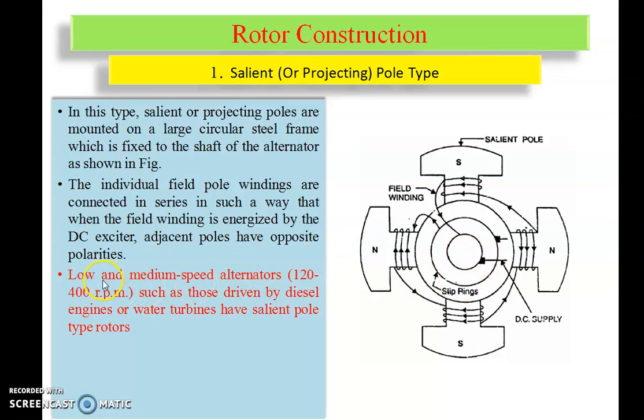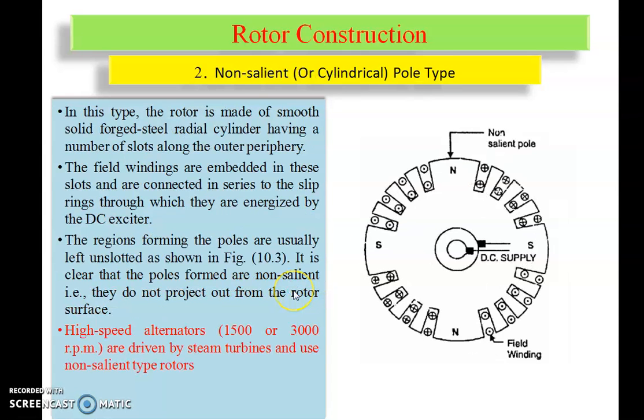Typically, low and medium speed alternators, which have a speed of 120 to 400 rpm, such as those driven by diesel engines or water turbines, have salient pole type rotors. That means this salient pole rotor is basically used for low and medium speed alternators. Okay, so we will move towards the non-salient pole, which we call the cylindrical pole type.